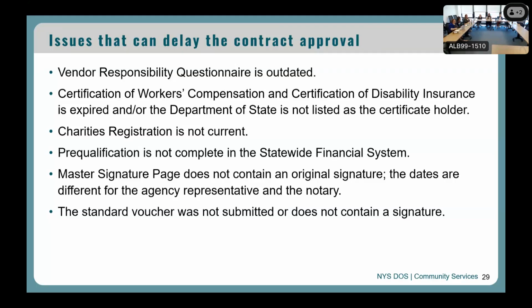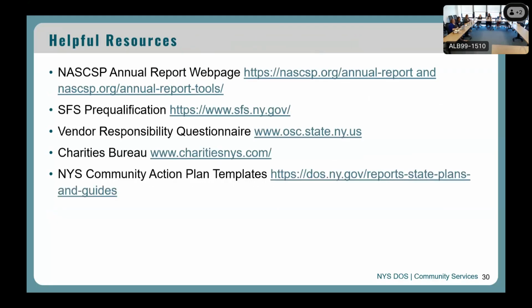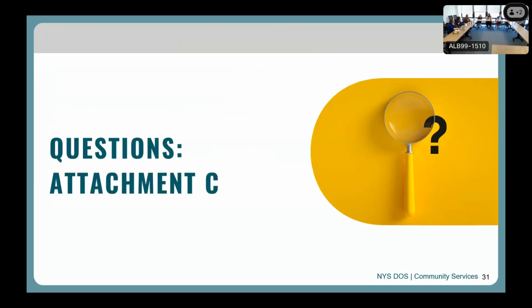And then we have some helpful resources: the NASCAS annual report webpage, where you can find the NPI and service codes on that page. SFS pre-qualification, vendor responsibility questionnaire, Charities Bureau, and the New York State Community Action Plan templates. Those are the ones that both NISCA and DOS worked on. They can be really helpful to put together your C2C pages. And that's all I've got.